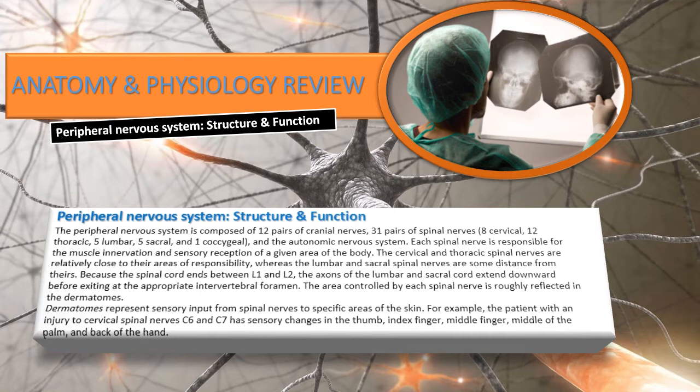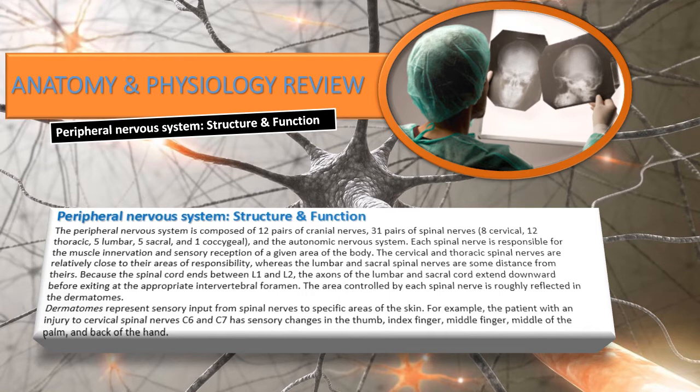Each nerve is responsible for different muscle innervation and sensory reception of a given area in the body. And the cervical and thoracic nerves are relatively close to their areas of responsibility. The sacral and lumbar nerves are distant to theirs because the spinal cord ends between L1 and L2. The axons of the lumbar and sacral cord extend downward before exiting at the appropriate intervertebral foramen.